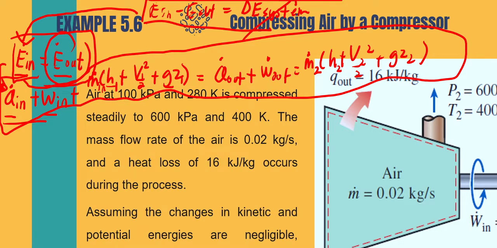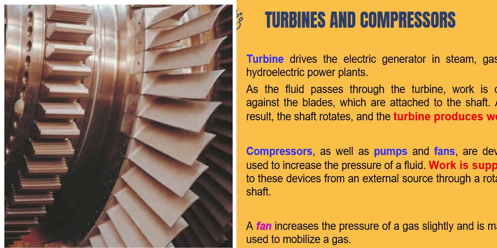Okay, this week we're going to proceed with turbine and compressor. All right. So what is a turbine? Turbine, as you can see here, drives the electric generator in a steam, gas, or hydroelectric power plant. Now, as the fluid passes through, work is done. So this is the important part. For a turbine, work is done.